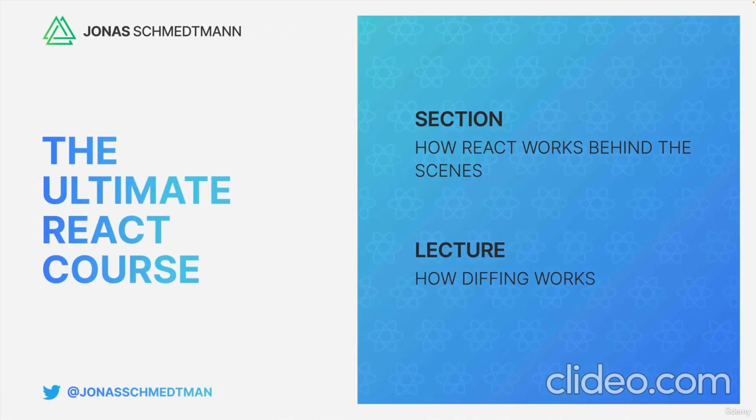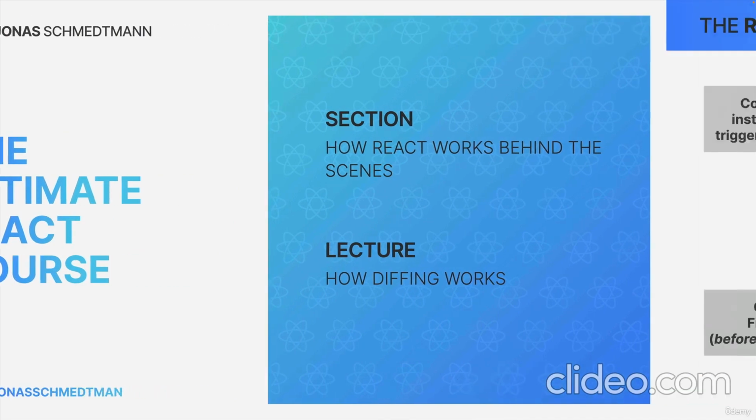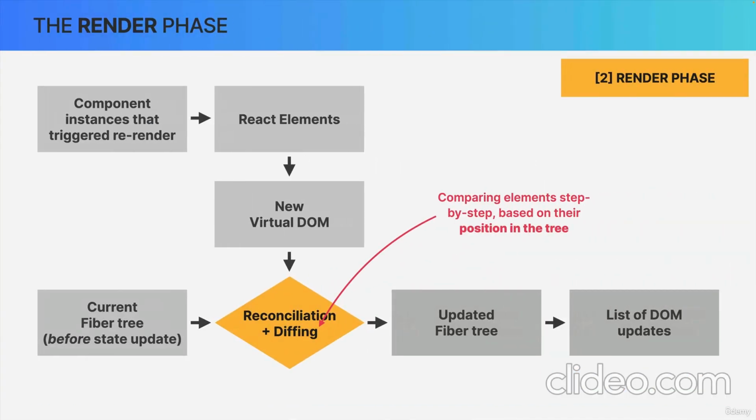In the lecture about the render phase, we left out one critical piece, which was the diffing algorithm that is part of the reconciliation process. So we mentioned diffing back then, but we didn't really go into how diffing works. And since that's really important, let's do that now.